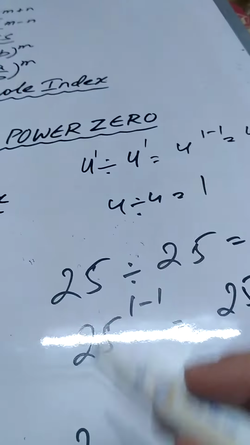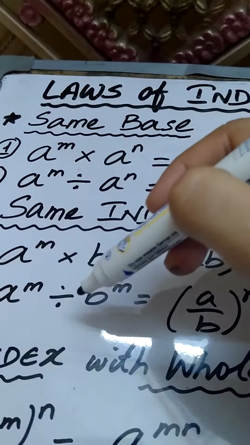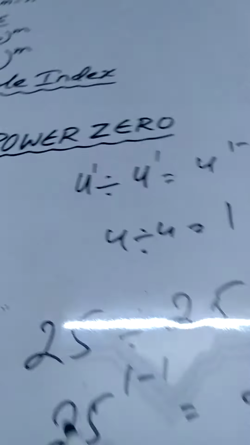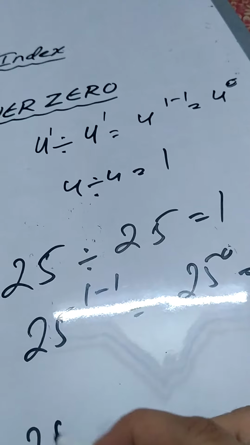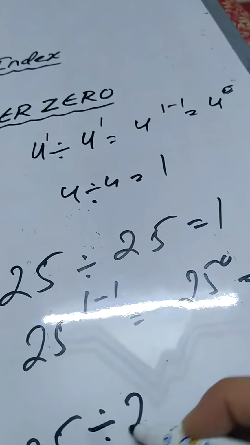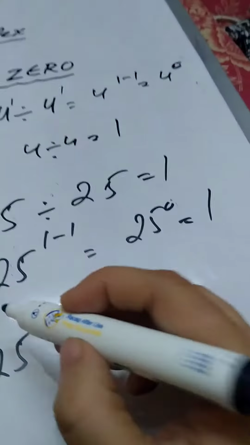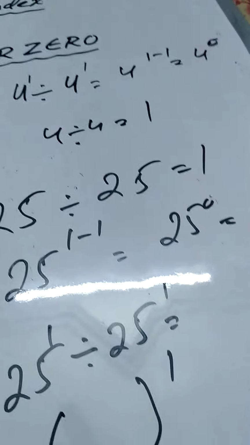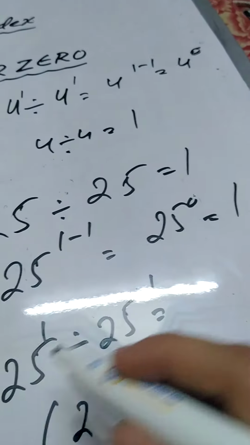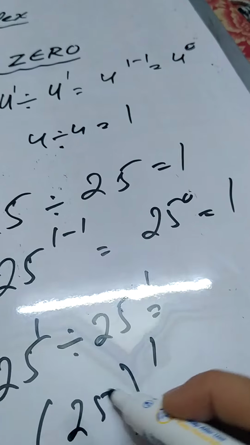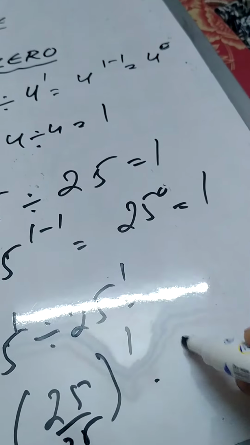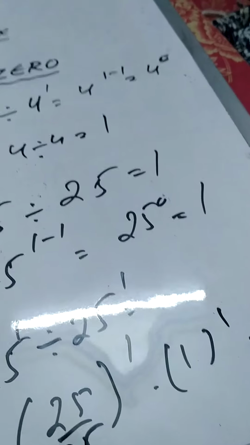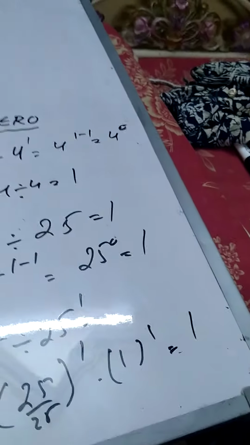Or I use this law. Look here, this law, same power. So look here, same bases and same power. So 25 divided by 25. First of all, this is power 1, this is power 1. When we have same power, we make it whole power, and base divided by base. So 25 upon 25, it is equal to 1 power 1. So it is again equal to 1.